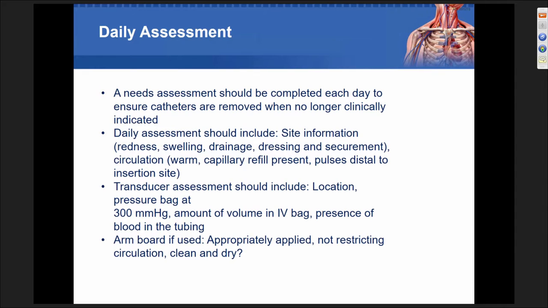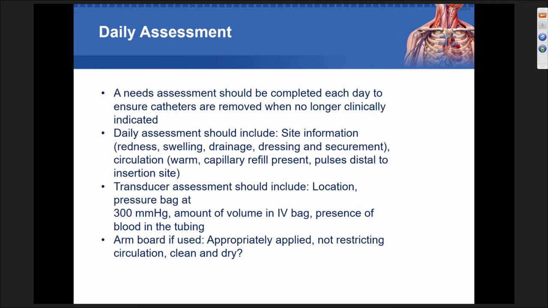And then the last one to review is the daily assessment. One, do we need to maintain it, does it need to stay in? Is it still clinically relevant? Two, is the site good? Is there redness, swelling, drainage? Does it look like it's getting infected? The line needs to come out. If it's warm with great capillary refill, good pulses, and the insertion site looks fantastic, that catheter can dwell as long as it's clinically indicated and you're utilizing it.